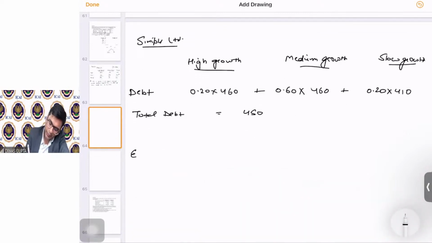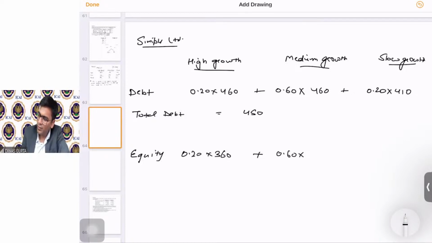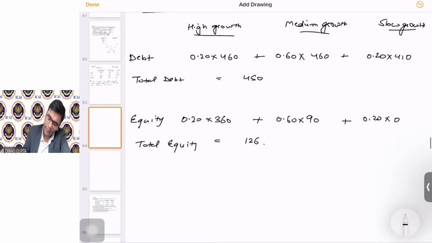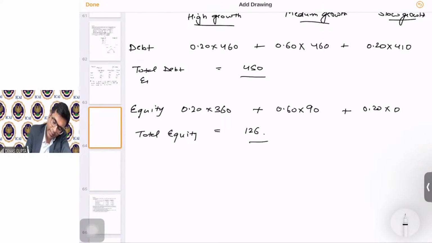Then comes equity. For equity, we have a 20% probability of 360. Then 60% probability of 90 plus another 20% probability of 0, right? So this becomes, total equity becomes 126. So Simple Limited total debt, or I can say expected total debt and expected total equity, right?